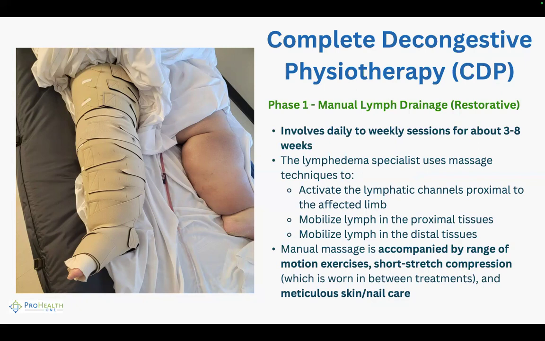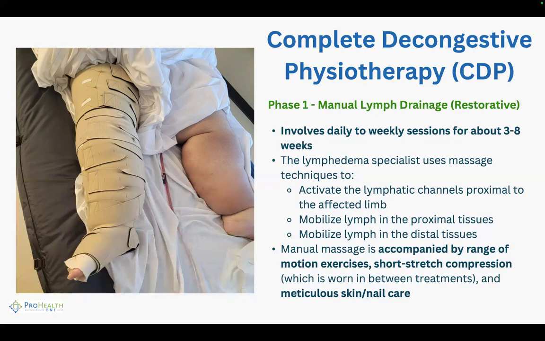What they do is they have specific points, depending on the limb, where they know where to massage the right nodes and the right parts of the limb to break things up and push that fluid in the right direction. By doing that, they're activating the lymphatic channels from a distal part of the limb towards the central part to mobilize the lymph in a more central direction.